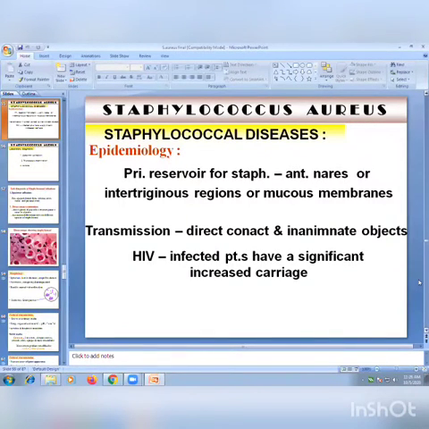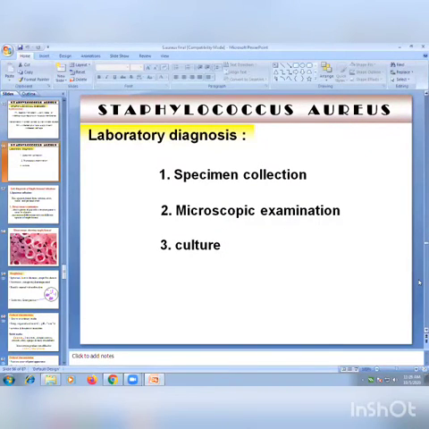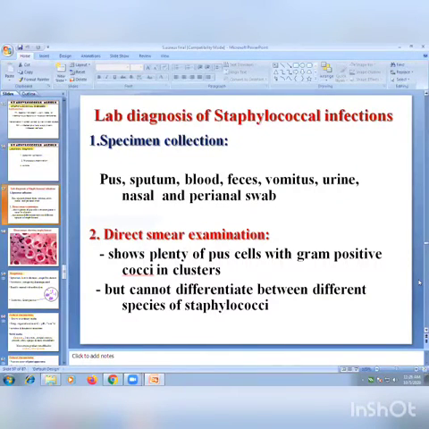HIV infected patients have a significantly increased carrier rate, so it is more dangerous in HIV infections. The laboratory diagnosis is the most important. After pathogenicity, the lab diagnosis includes specimen collection, microscopic examination, and cultures.